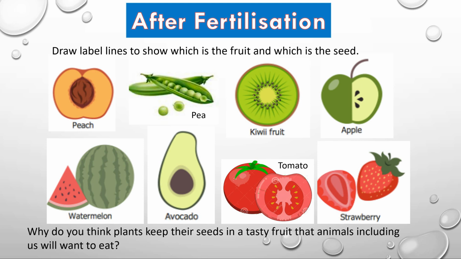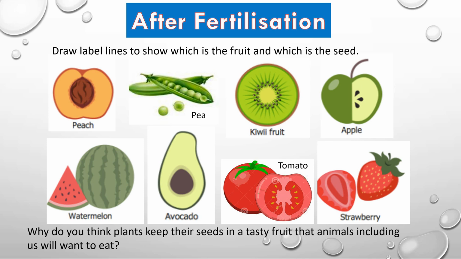So I want you to draw label lines to show which is the fruit and which is the seed in each of these fruits. And then I want you to think about why you think plants would keep their seeds in a tasty fruit that animals, including us, would want to eat. Pause the video, draw your label lines on to show which is the fruit and which is the seed.